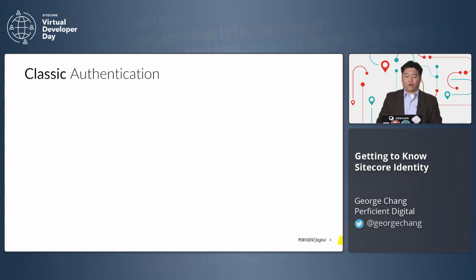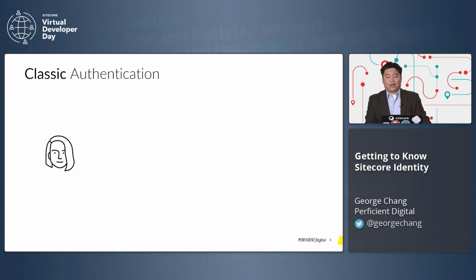So we'll begin with what we'll call the classic authentication scheme. This is the authentication scheme that Sitecore has had for many, many versions, including the current 9.2 version. The implementation of this is based off the ASP.NET membership provider and something that was introduced to ASP.NET 2.0 back in 2005.